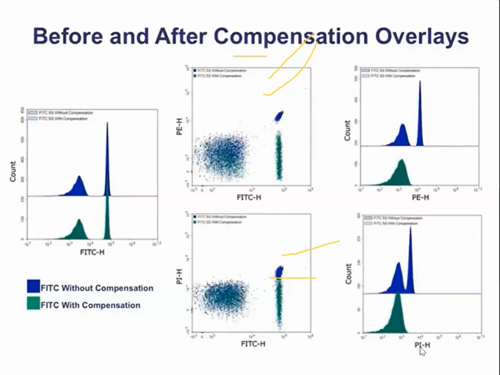Okay, similarly in the PerCP channel you find there is a spillover because I've stained the cells only with FITC. They should not be this, even this, correct? So once I compensate it, the false positive population disappeared after adequate compensation.